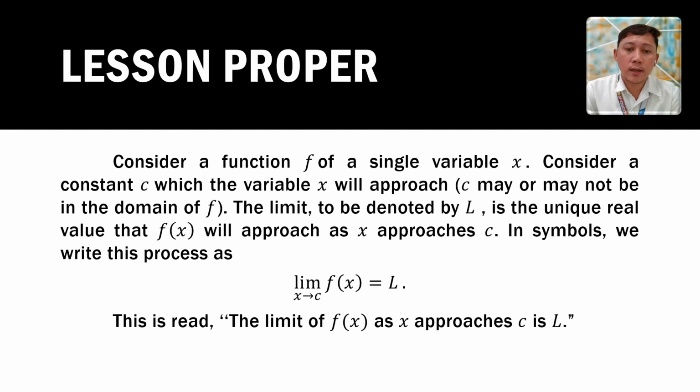So let's have the clear definition of the limit. Consider a function f of a single variable x. Consider a constant c, which the variable x will approach. c may or may not be in the domain of the function. The limit, to be denoted by L, is the unique real value that the function will approach as x approaches c. In symbols, we write this process as the limit of f(x) as x approaches c is L.